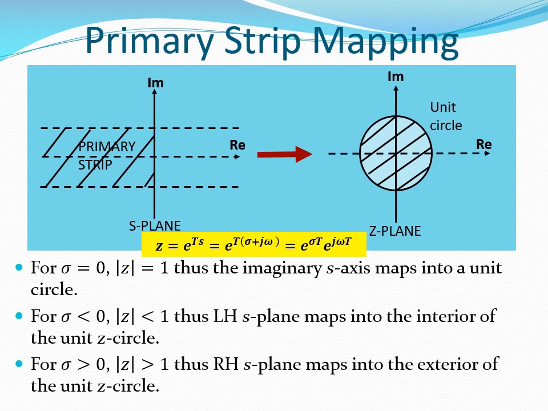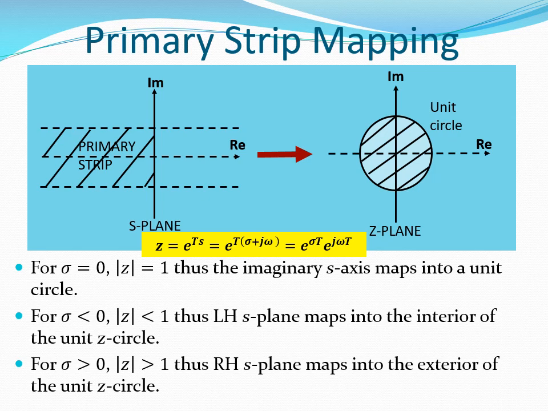Points that are in the left-hand plane of the s-plane have a negative real part. In other words, the real part is less than 0. Correspondingly, the magnitude of z is less than 1. Therefore, points that are in the left-hand plane will map into the interior of the unit circle. So points in the interior of the unit circle have a magnitude of less than 1.